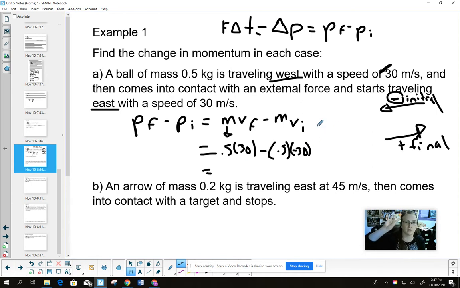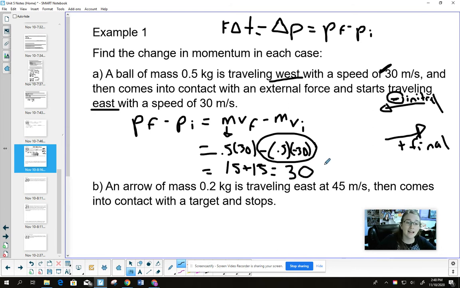If we get a negative answer versus a positive answer, it's not going to matter in this case. We should get 0.5 times 30 is 15, plus 15. We should get the same magnitude, right? This is going to give us a positive 15 as well. We take care of that double negative. So we should get the same magnitude of a change in momentum of 30 kilogram meters per second.